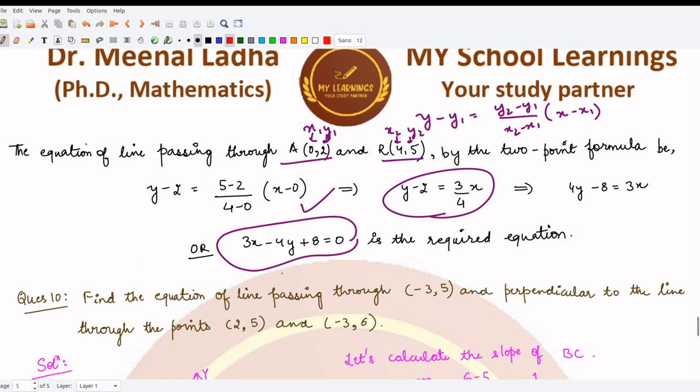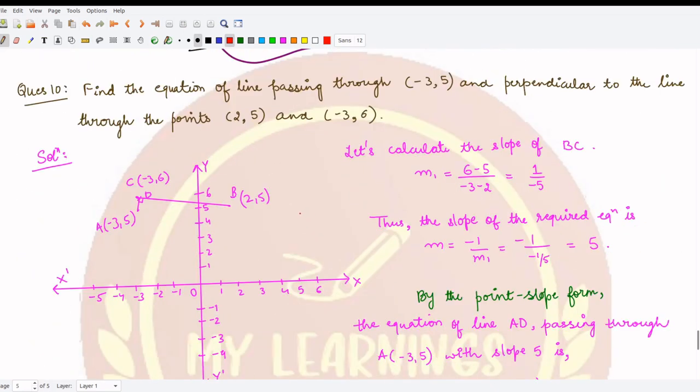Let's move on to the 10th question. It states that we have to find the equation of the line which passes through the point (-3, 5) and is perpendicular to the line through the points (2, 5) and (-3, 6). So we are given a line having points with coordinates (2, 5) and (-3, 6). This is your line like this. We do not have to calculate the equation of this line.